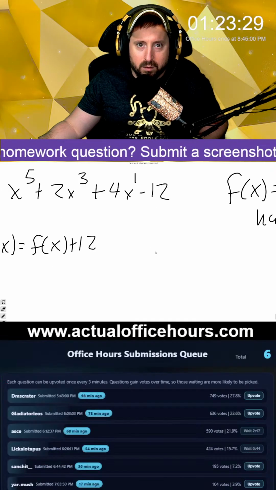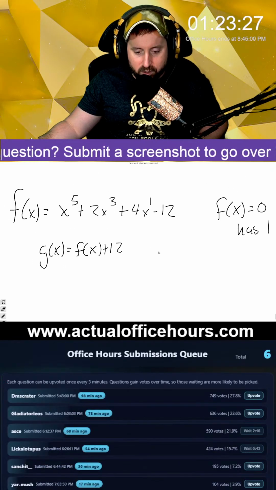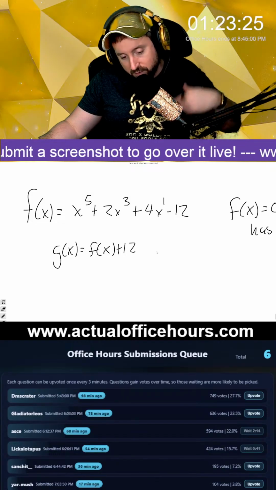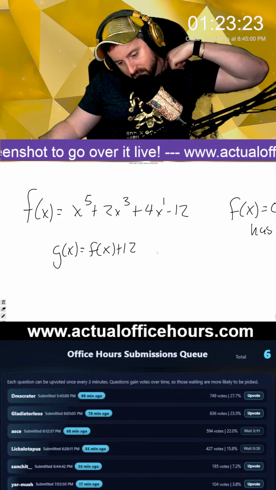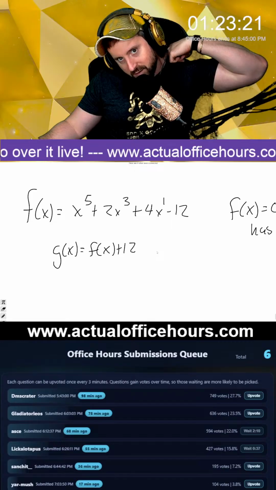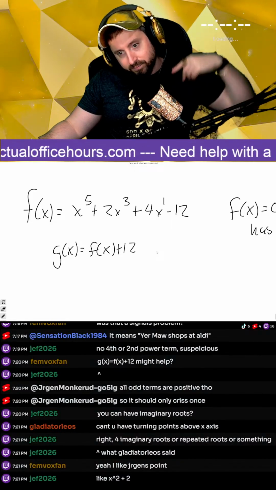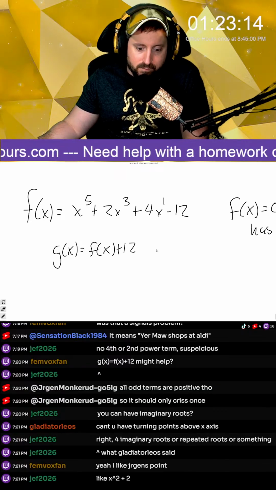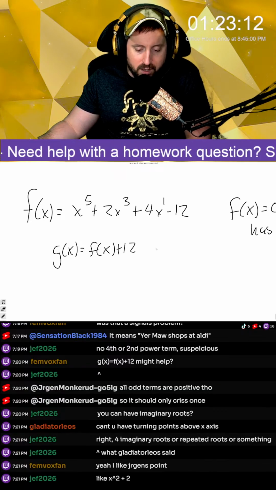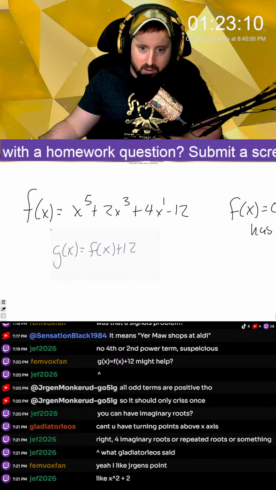Yeah, right. Can't you have turning points? Yes, you could have turning points above the x-axis, as long as they didn't cross again. Yeah, FG makes a good point. You could just show that the derivative is always positive. Actually, yeah, can't we show that?